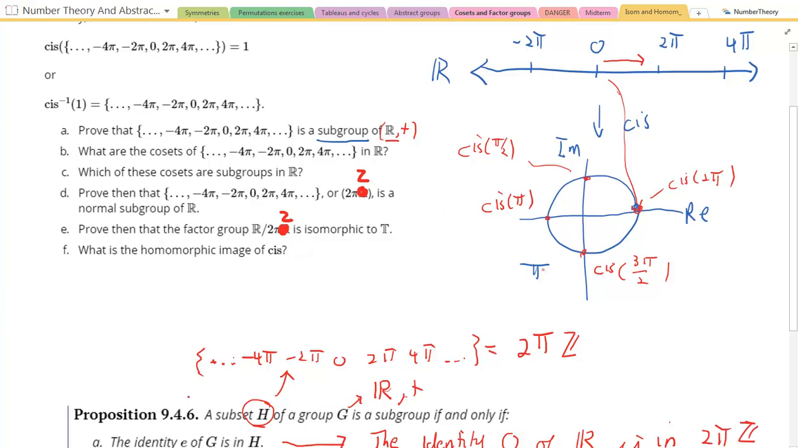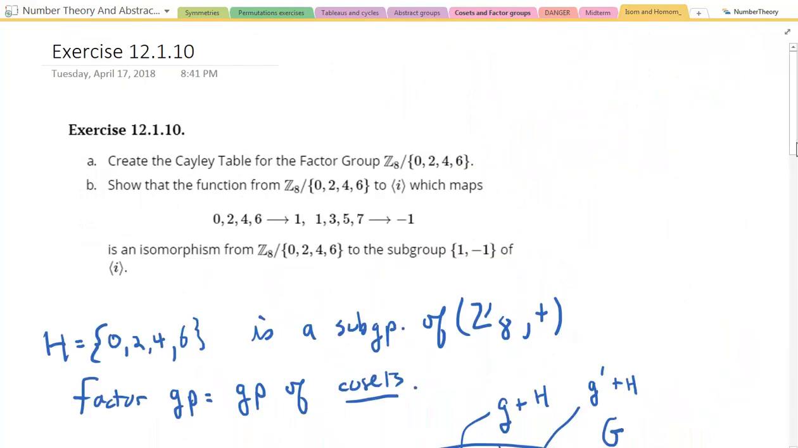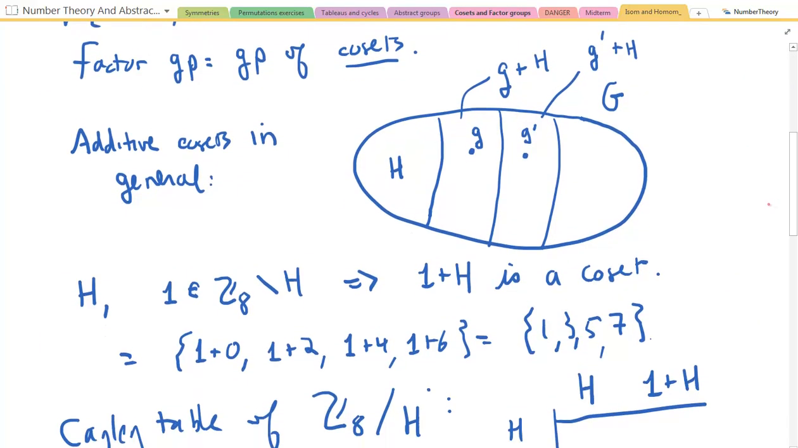Now, we've gotten the group, and we've gotten the subgroup, which is 2 pi z. Now, what are the cosets? We can go back to the picture where I did 12, 1, 10. Look at the cosets. How do you get the coset of a group?